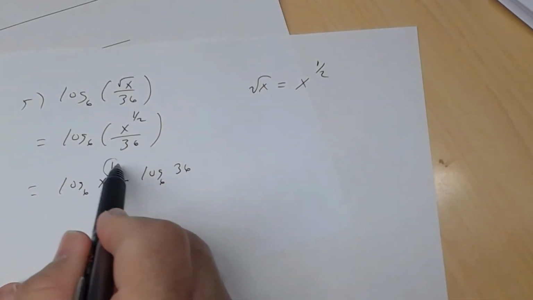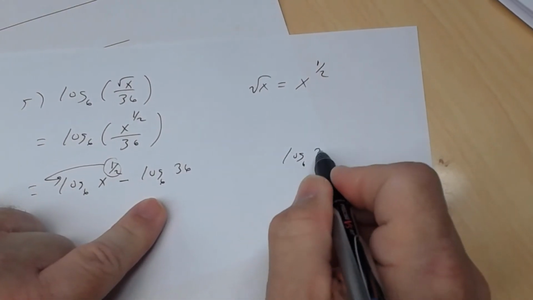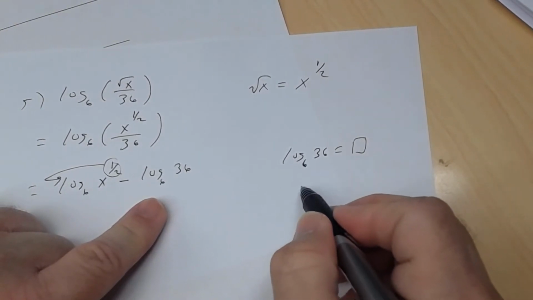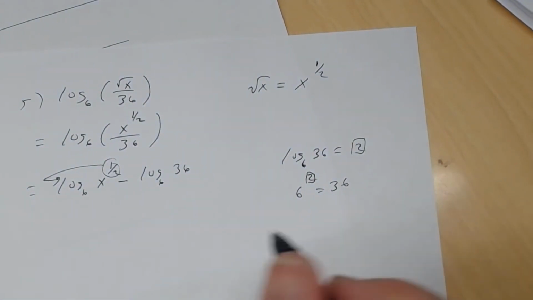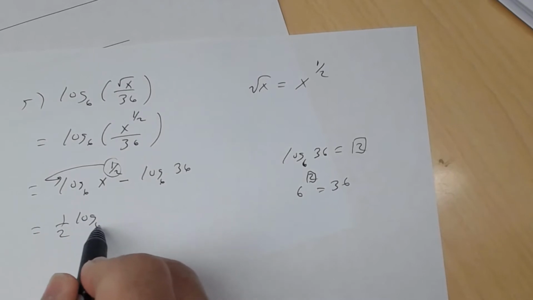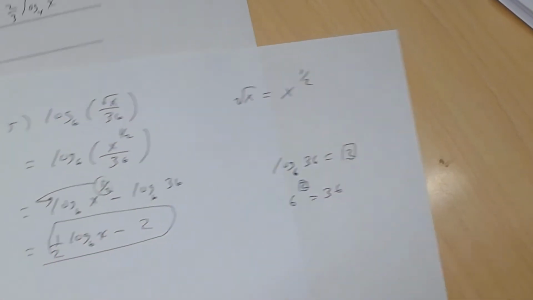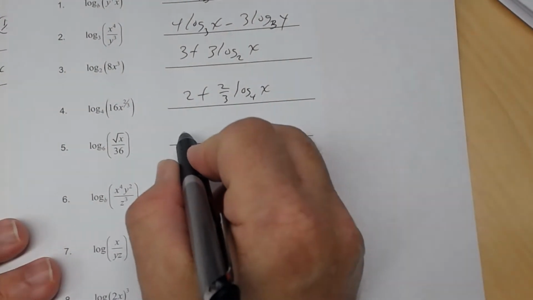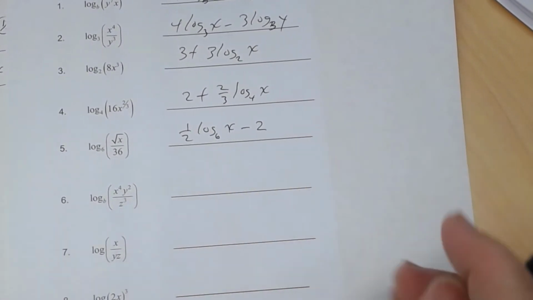So now I can use the power here, and then log base 6 of 36, I can figure out what that is. Changing this to an exponential, this becomes 6 to what power is 36. So 6 squared is 36, so that's a 2 here. So that becomes 1/2 log base 6 of x minus 2. So that's number 5. Number 5 is going to be 1/2 log base 6 of x minus 2.